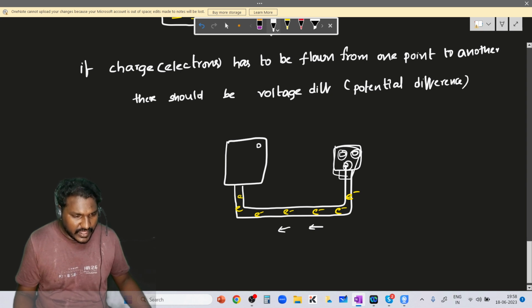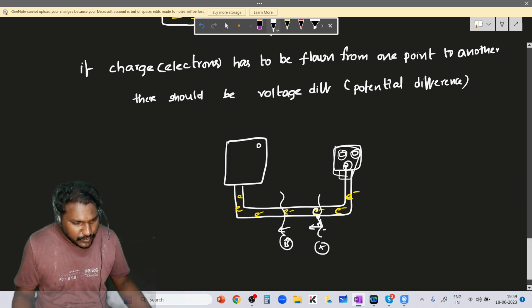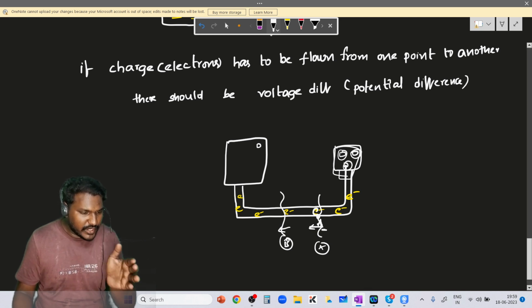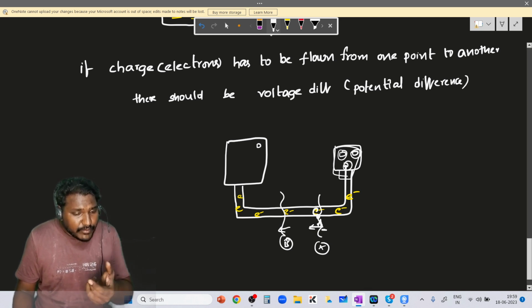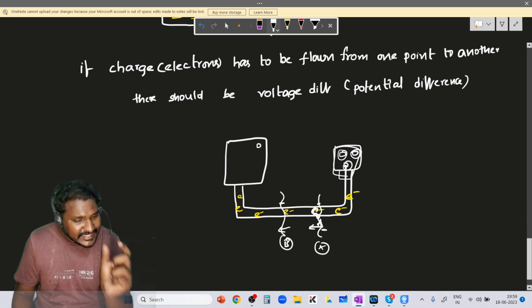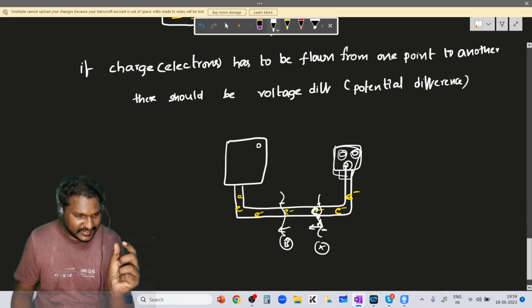If you can see the diagram here, let it be point A and let it be point B. Here an electron is flowing from point A to point B. The amount of work done in bringing this unit electron or unit charge from one point to another point is known as potential difference.